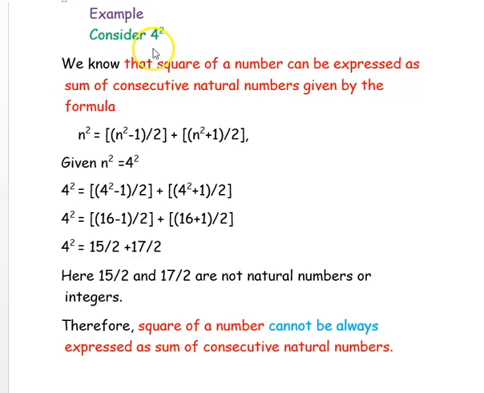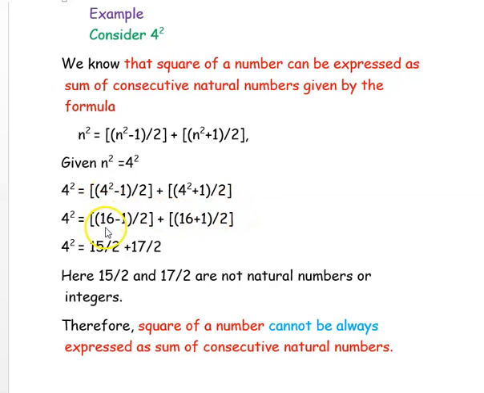Here I am giving one more example to support the answer why it is not true. See, I have considered a number 4 square. So we know that square of a number can be expressed as sum of consecutive natural numbers given by the formula. N square equal to (n square minus 1) divided by 2 plus (n square plus 1) divided by 2. So now I have taken it as 4 square. So now applying it here, (4 square minus 1) divided by 2 plus (4 square plus 1) divided by 2.